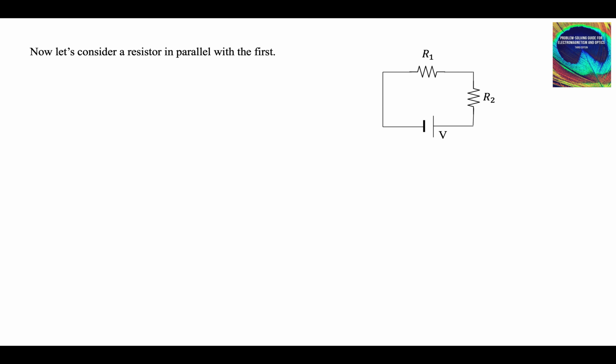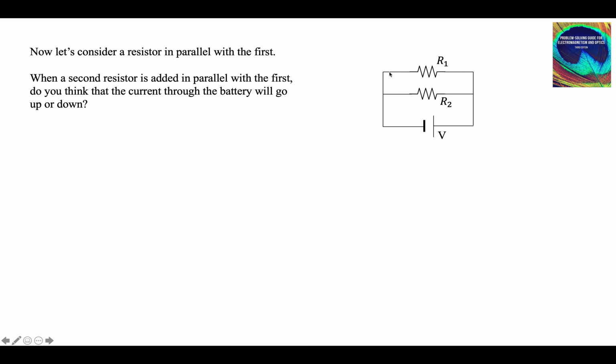Now let's consider a resistor in parallel with the first. So now we're not considering series. One like this in parallel. There's an option. The current can go through this one or that one. What's going to happen to the current through the battery? Stop and think.